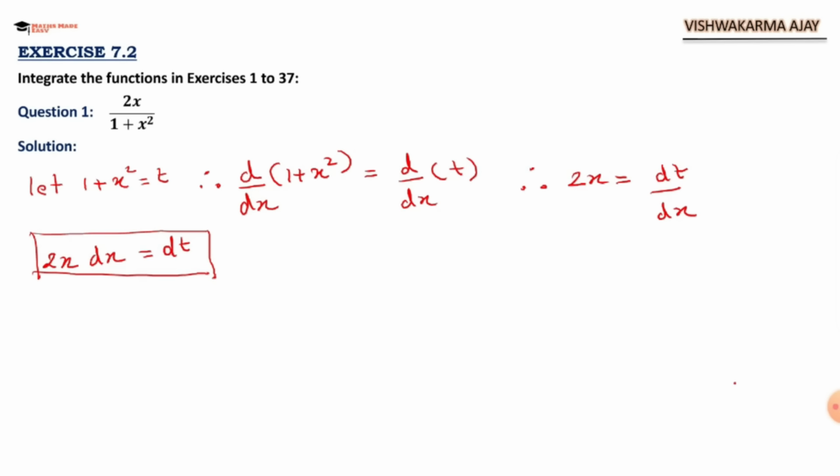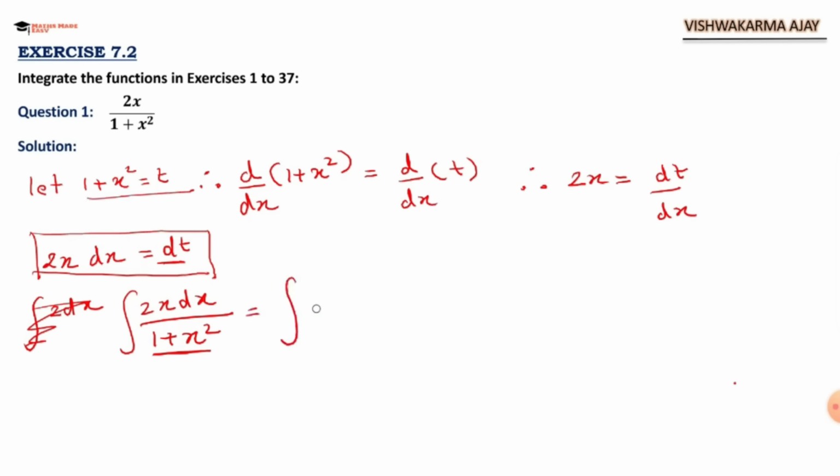So our question is like this: 2x dx divided by 1 plus x square. You know that 2x dx can be replaced with dt, and 1 plus x square is t, as we have already assumed here. So this is equal to dt upon t.